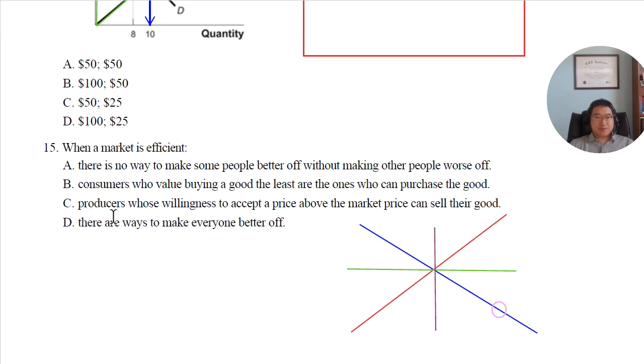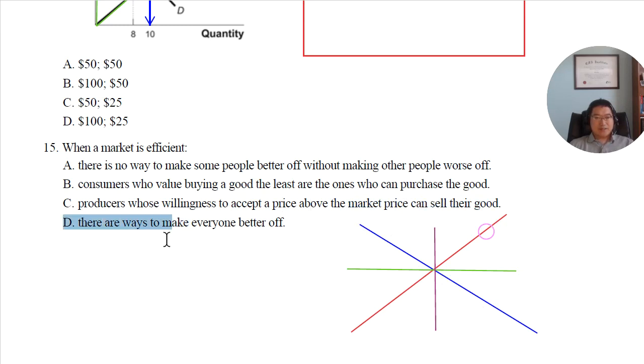Okay. C. Producers whose willingness to accept is a price above the market price can sell their good. Like here, still I need to move it. Not letting me. Alright. Like this place, right? If they can sell, they must take a very high price, right? If they take a very high price, it means what? Somebody has to pay for that, and who's going to pay? Maybe these low valuation buyers. It's not happening, right? At least one party is extremely unhappy if they pay a very high price for something they value very little. So that is not efficient.